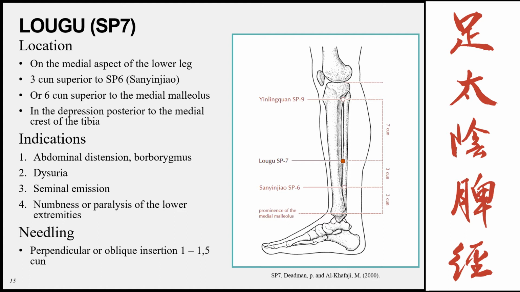So how do we locate this point? We first locate the lower border of the medial condyle of the tibia, which is level with spleen 9 over here. And then we find the medial malleolus down here. We divide this distance in half, which gives us 6.5 tsun, as the total distance was 13 tsun, and then we go half a tsun inferior to this. This point is indicated for abdominal distension, borborygmus, dysuria, seminal emissions, and numbness or paralysis of the lower extremities. Our insertion is perpendicular or oblique insertion, 1 to 1.5 tsun.